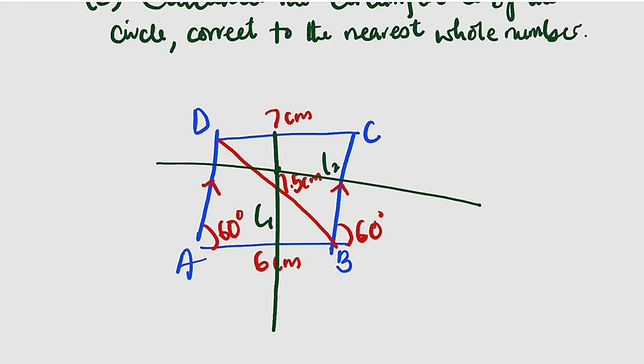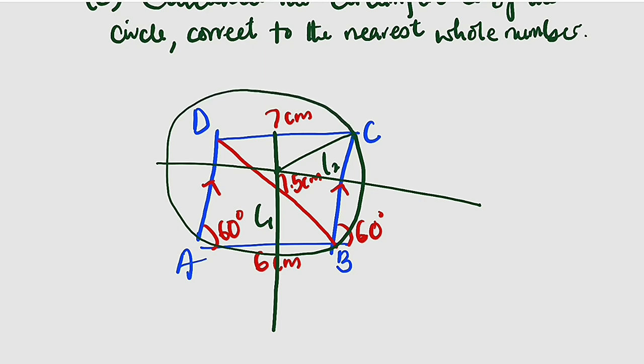Then you should place the pointer of your compass on that point of intersection. Then extend the radius to either B, A, or C. Something like this. Then you draw a circle. It must touch A, B, and C, definitely. You're done with this part.